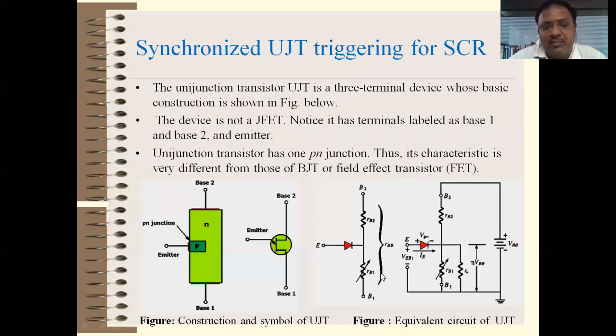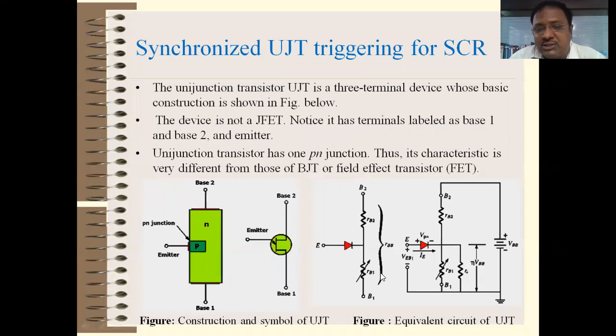Even in a JFET, there is one PN junction, so that is also called a unijunction transistor, but that is basically a voltage control device and this is a current control device. So remember this thing, JFET and UJT are different, right? As per the construction and symbol, it looks the same, but it is different.